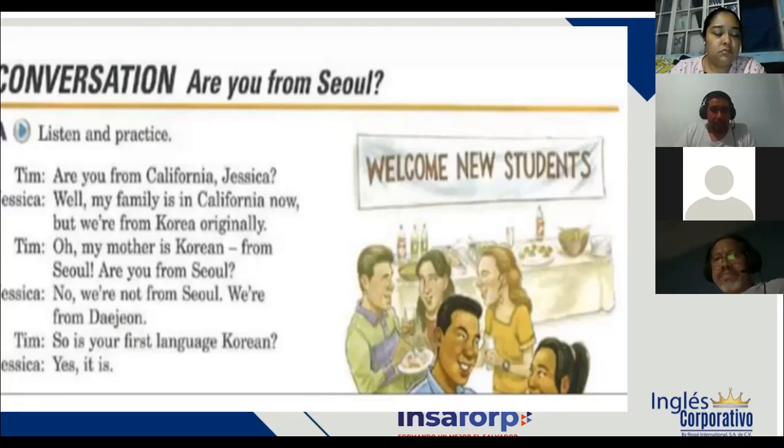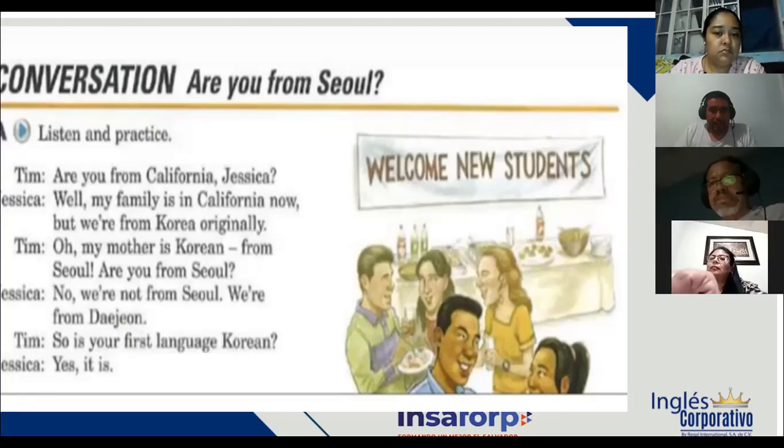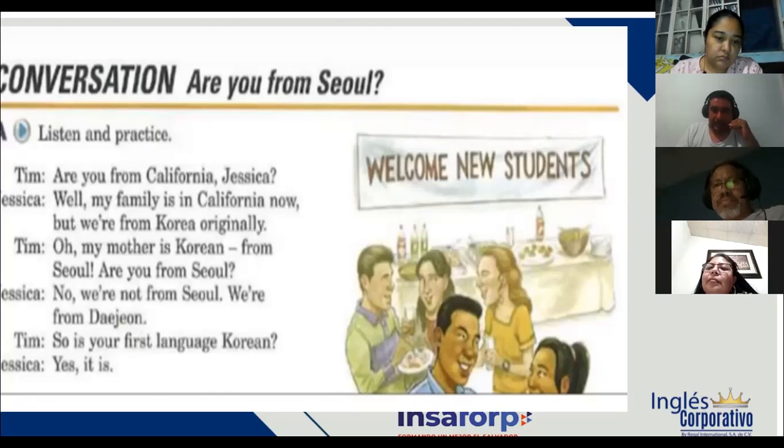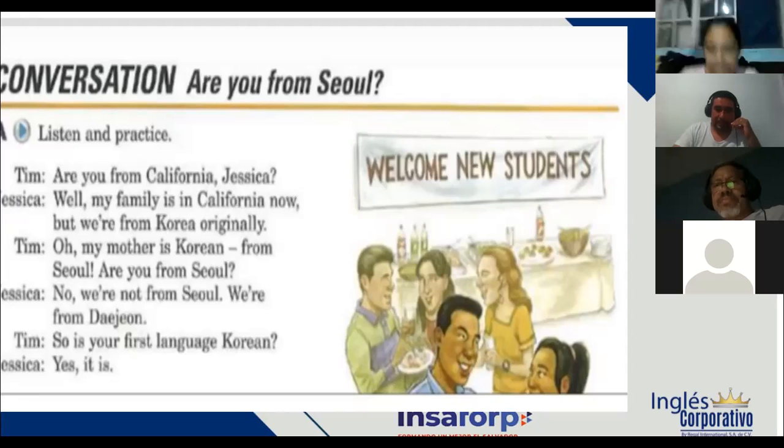Thank you. Ahora necesitamos dos voluntarios para improvisar esta misma conversación con información local de Centroamérica. Así que vamos a ocupar a Israel y Edgardo. Israel, usted es Tim. Edgardo, usted es Jessica. Recordémonos que cambiamos la información por información local, idioma local.